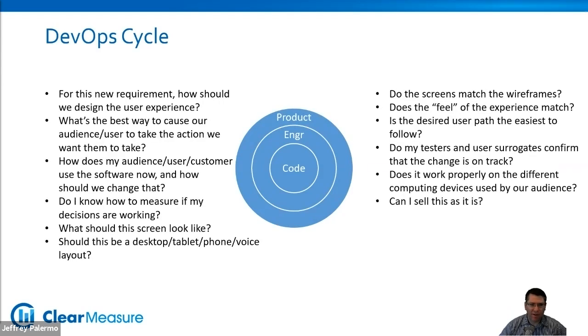At the product layer, we might ask, do the screens match the wireframes? Does the feel of our experience match? Is the desired user path the easiest to follow? And finally, just skipping through, because I know you all can read what's on the screen: can I sell this as it is? Is it ready to release? Can I sell this?